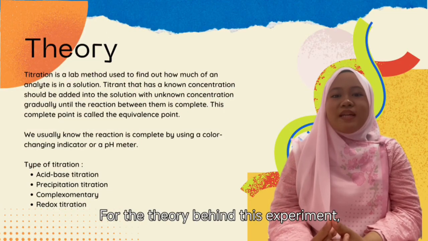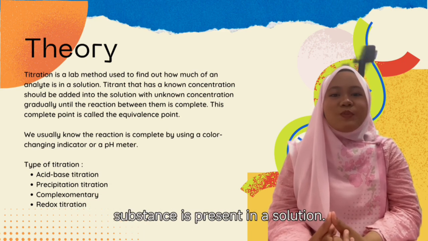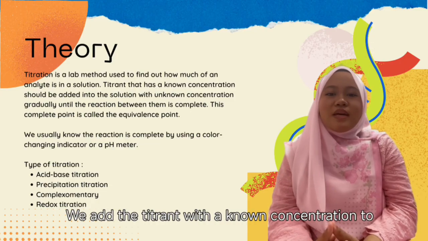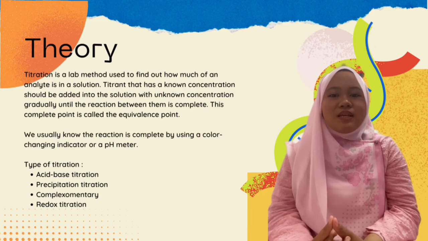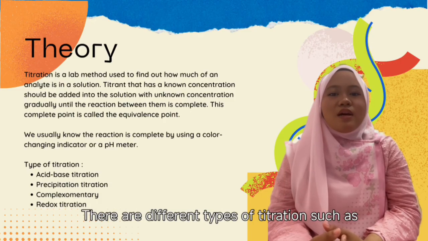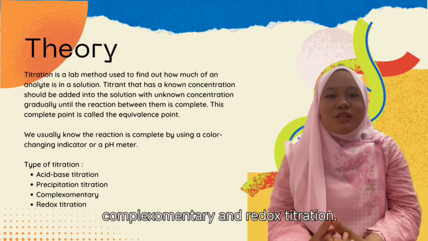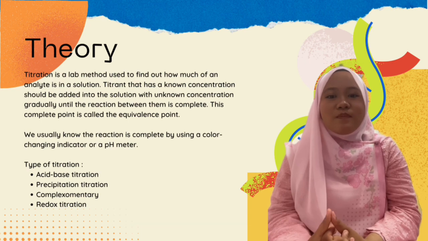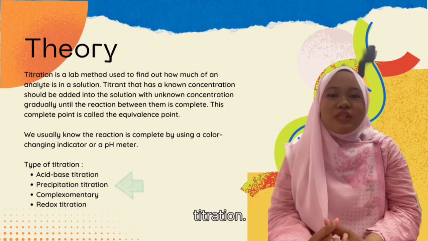For the theory behind this experiment, titration is used to determine how much of a substance is present in a solution. We add a titrant with a known concentration to the analyte until the reaction is complete. This is the equivalence point. Indicators or pH meters help detect the point. There are different types of titration, such as acid-base titration, precipitation titration, complexometry, and redox titration. In our experiment, we use precipitation titration.